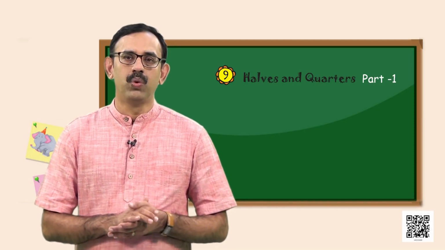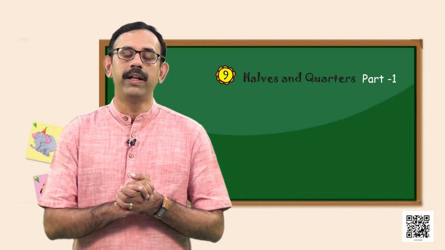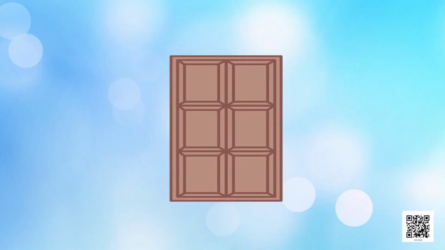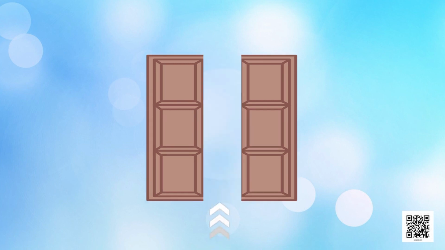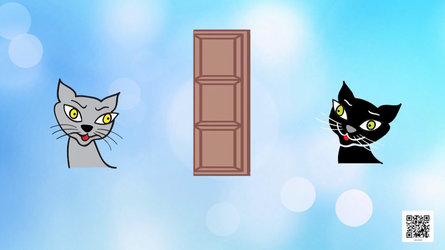Suppose Purva gives a chocolate to Motu and Mintu, how will they divide it equally? Let us see. Here is a rectangular chocolate bar. Let us divide it equally. We will cut it vertically. Are they of equal size? Let us check. Yes, they are equal. Thus, Motu and Mintu got half of the chocolate.